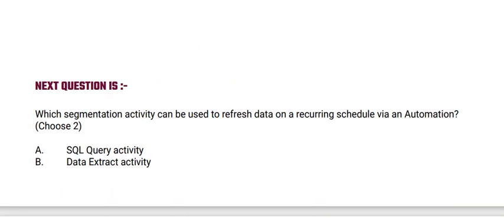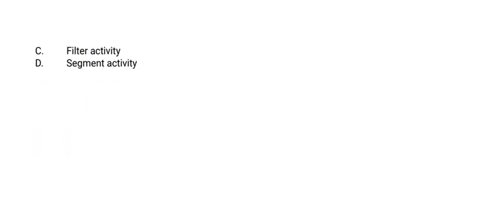Next question is, which segmentation activity can be used to refresh data on a recurring schedule via an automation? Choose two options. And the options are Option A, SQL query activity. Option B, data extract activity. Option C, filter activity. And option D, segment activity. The correct option is option A and C.